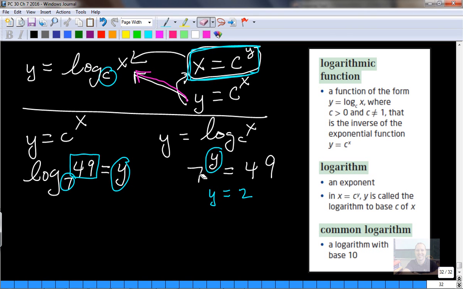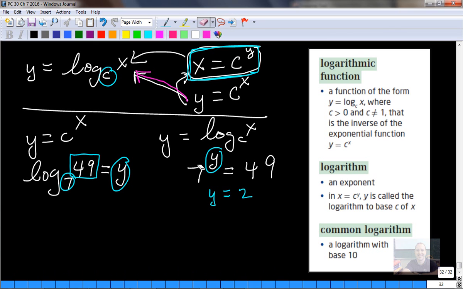Well, okay, think, what does log have to do with it? Okay, so 7 to the power of y, right? Now, if I am trying to find out y, and I'm trying to go backwards, it's the opposite of to the power of. Okay, think about the opposite operations.